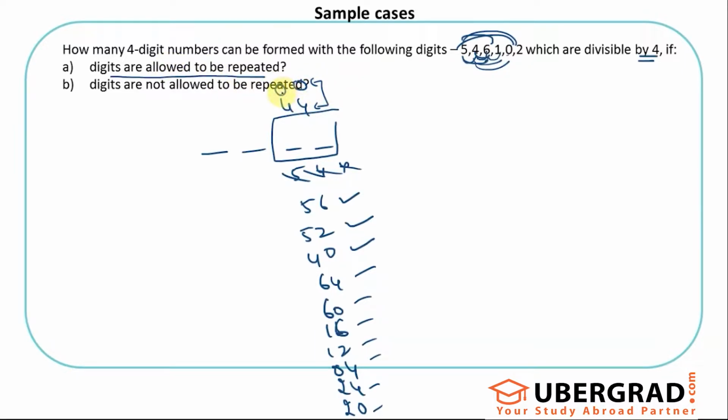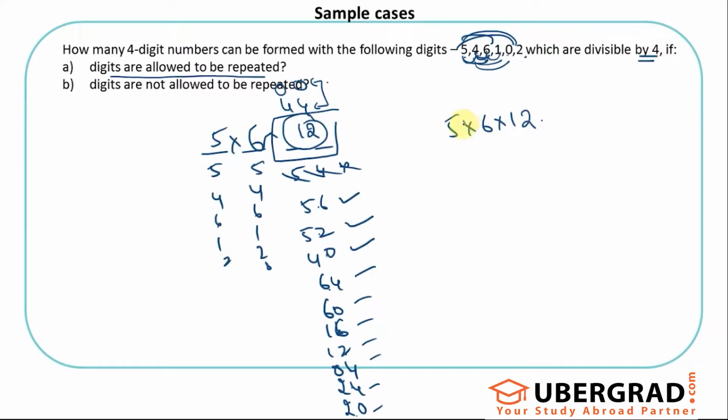So how many can I put in the last 2 blanks? 1, 2, 3, 4, 5, 6, 7, 8, 9, 10, 11, 12. So I can put 12 such cases together in the 2 blanks. What about these 2? 1, 2, 3, 4, 5. I cannot put 0 there, so I have options like 5, 4, 6, 1 and 2. Here I can put anything from 5, 6, 1, 2, 4, 0. All 6 digits can be put. So the answer is 5 into 6 into 12, that is 30 into 12, which is 360.